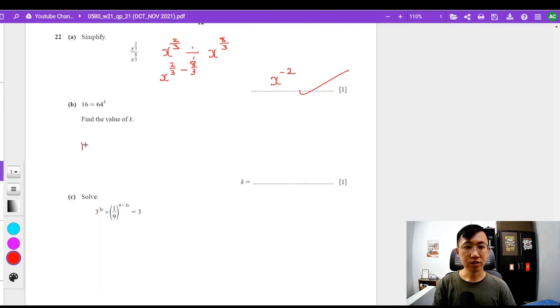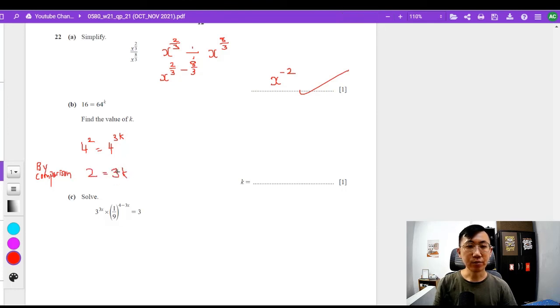Alright, so 16, you change it into 4 square equals to 64, which is 4 cube. And then k is actually a power, right? So you have to write it on top. From here, you can use comparison. So you just need to open your eyes big, right? The top power is going to be equal to the top power. Straight away, you're going to write 2 equals to 3k.